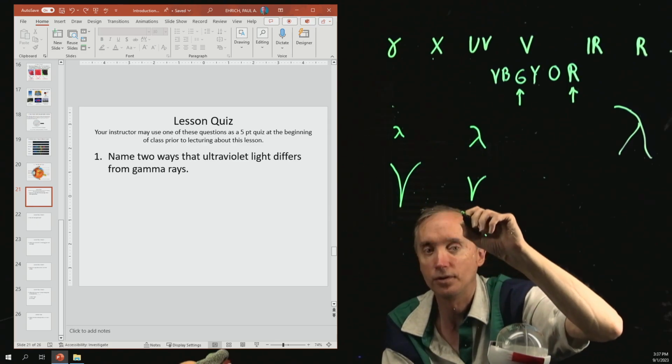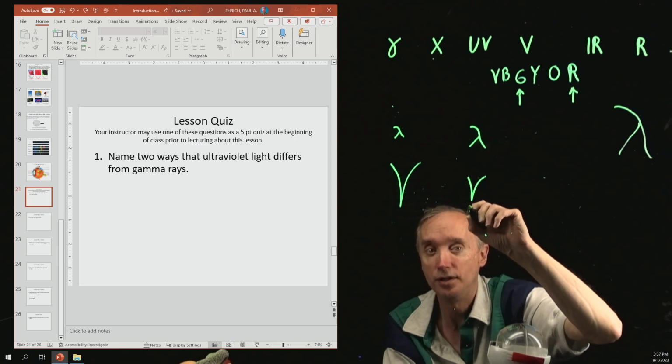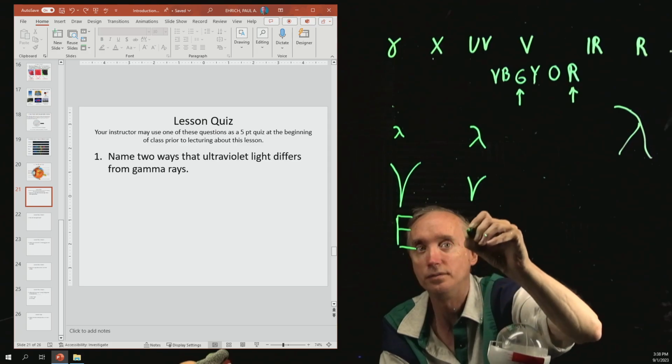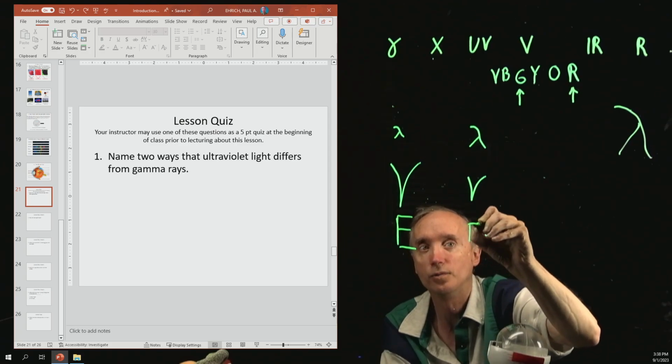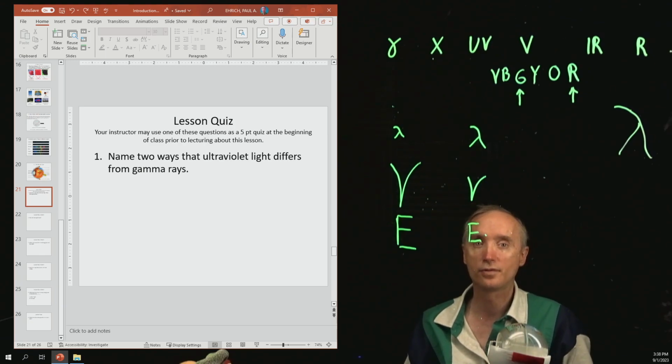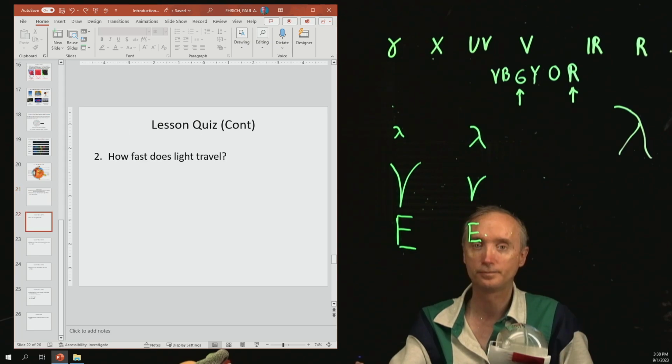Okay, what was the third one? Energy. So gamma rays would have the largest energy, and then ultraviolet would be a little bit smaller than that. So those would be 3 ways that ultraviolet light would differ from gamma rays.